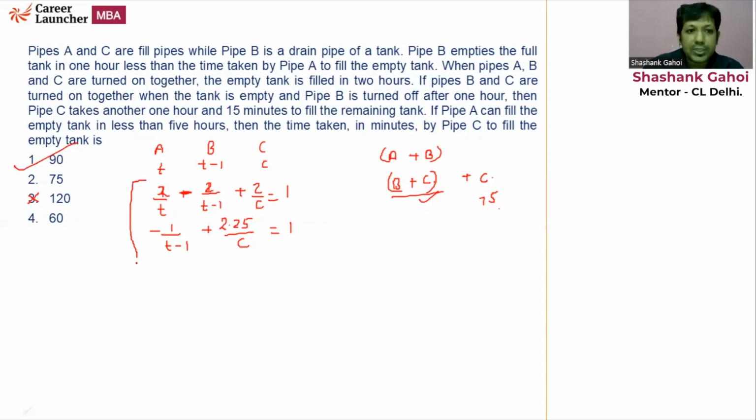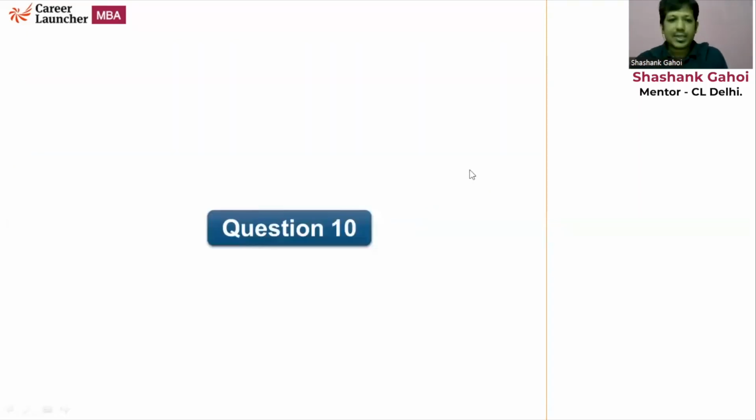If you solve these two equations, again, you are going to get the value of C as 1.5. Here, if we are taking time in hours, your answer is going to come as 1.5, that is 90 minutes. But this is going to be too tedious. We can just eliminate 3 options and get the correct answer. So this is an approach for this question. Let's start question number 10.